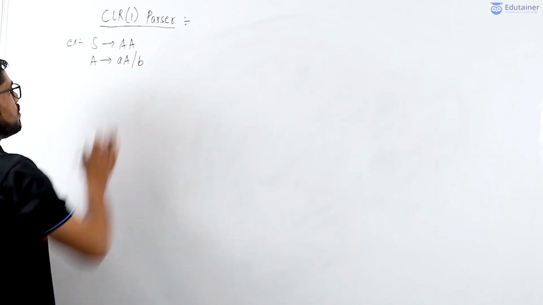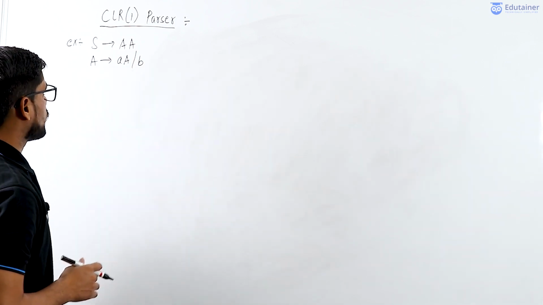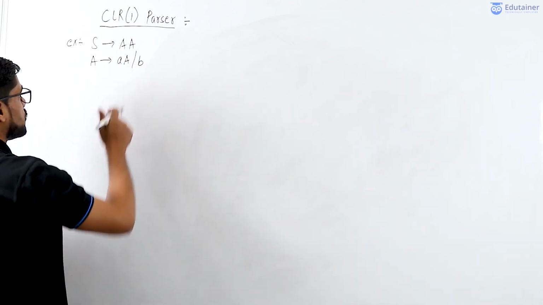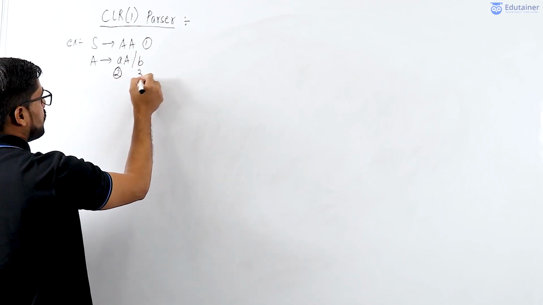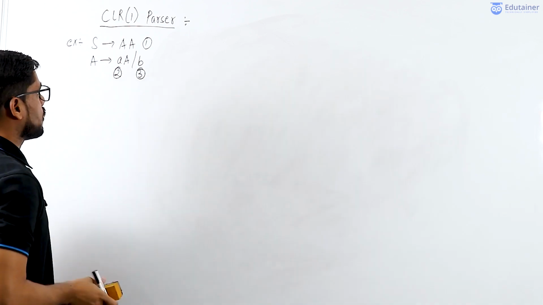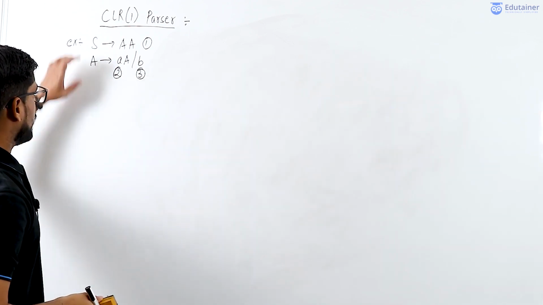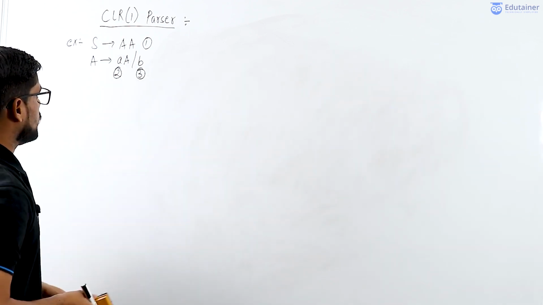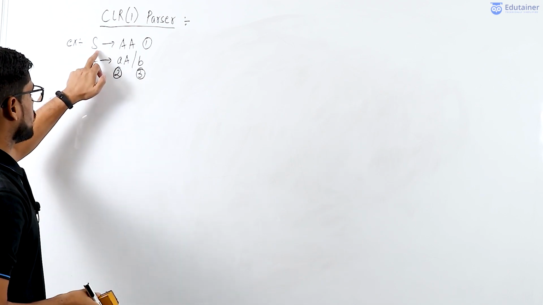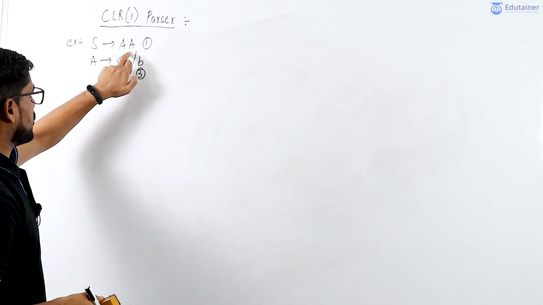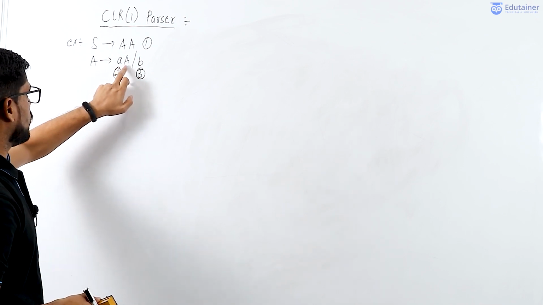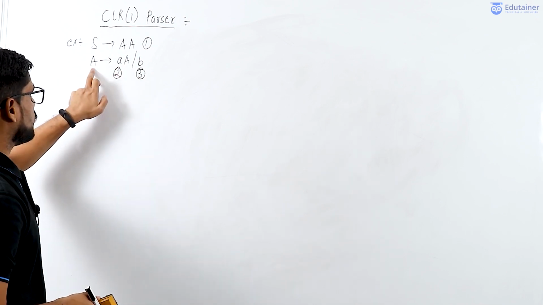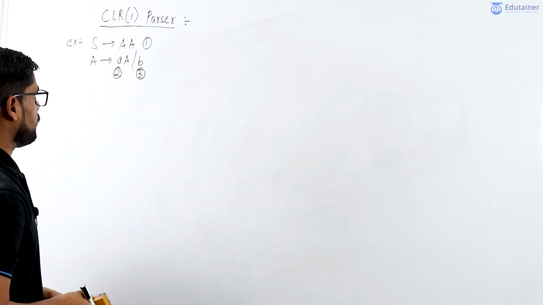Consider this example for CLR1 parser. So let's just number these productions. It is production number 1, production number 2 and production number 3. So there are 3 productions in this grammar. The first production is S derives capital A, the second production is A derives small a capital A, and the third production is A derives capital B.